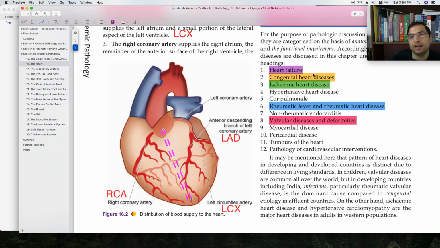We will not study congenital heart disease, because it will become very large. So I will skip congenital heart disease. We will directly start with ischemic heart disease. In your book, heart failure is given number one, but I will take heart failure in the end, because all the causes lead to heart failure. So you have to first learn the causes, the diseases responsible for heart failure, then you can understand heart failure. I don't know why they have given heart failure at the top. So we will start with the ischemic heart diseases, mostly tomorrow. Okay then.